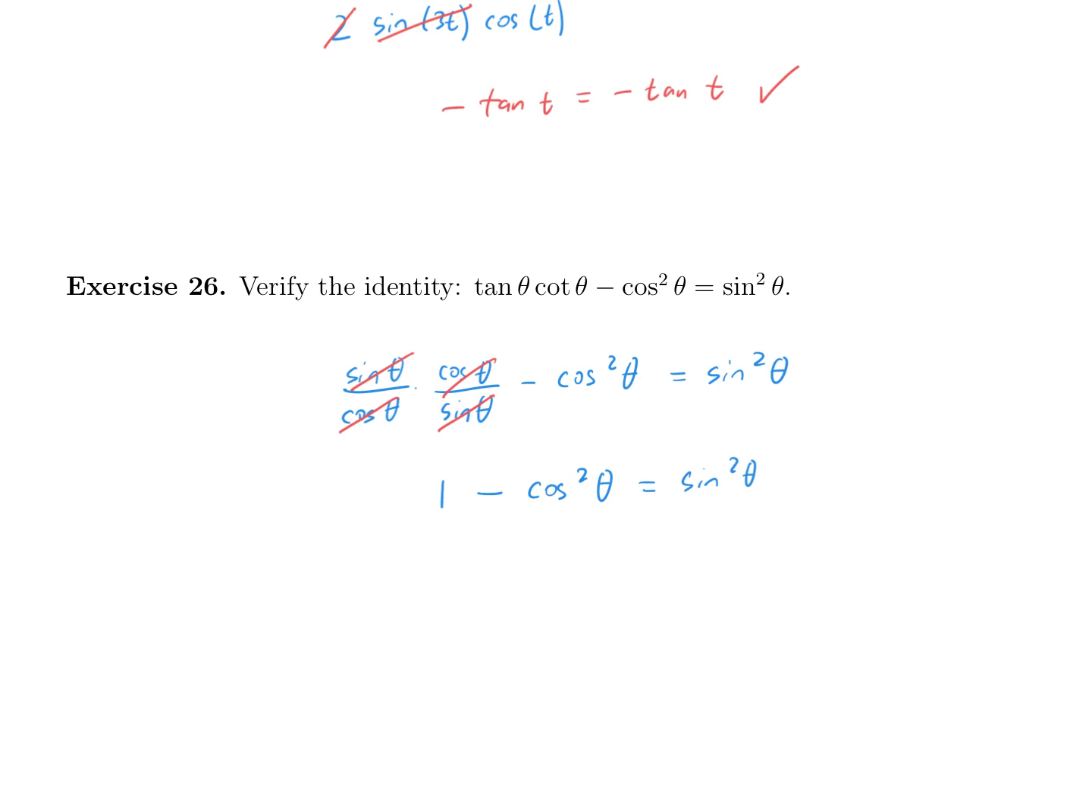And we know that 1 minus cosine squared is just a variation of the Pythagorean identity. That's the same thing as sine squared. So that takes care of this one, and that completes this section.